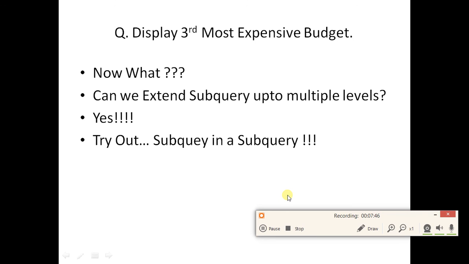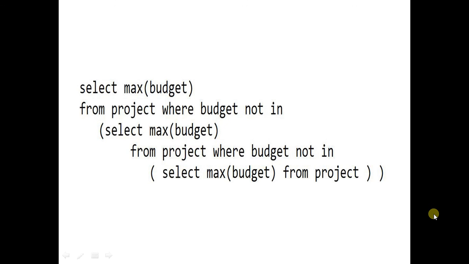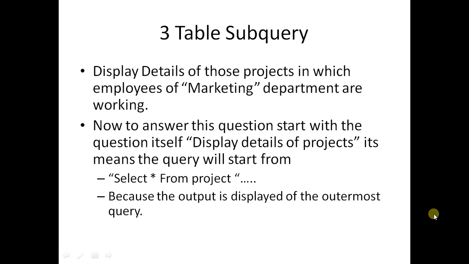I hope you have executed the previous queries. Now let us try the third highest budget query. Will this work? You try to use a subquery in a subquery. Select maximum budget from project where budget not in select maximum budget from project where budget not in select maximum budget from project. Try it out on your laptop, and in the next video we will see how to use a three-table subquery.